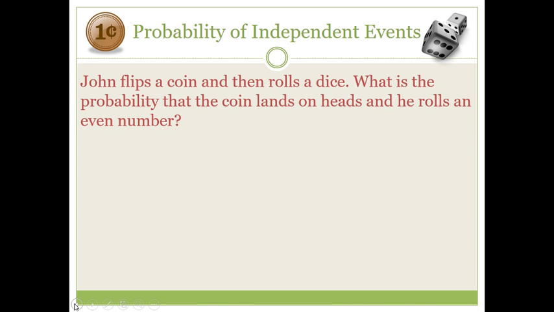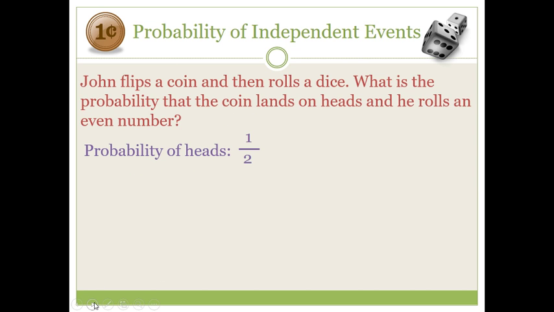So let's do a few examples of independent events and finding their probability. Suppose John flips a coin and then rolls a die. What is the probability that the coin lands on heads and he rolls an even number? So we're flipping a coin and then we're rolling a die, and then we want to find the probability that we flip a heads and then we roll an even number on the die.